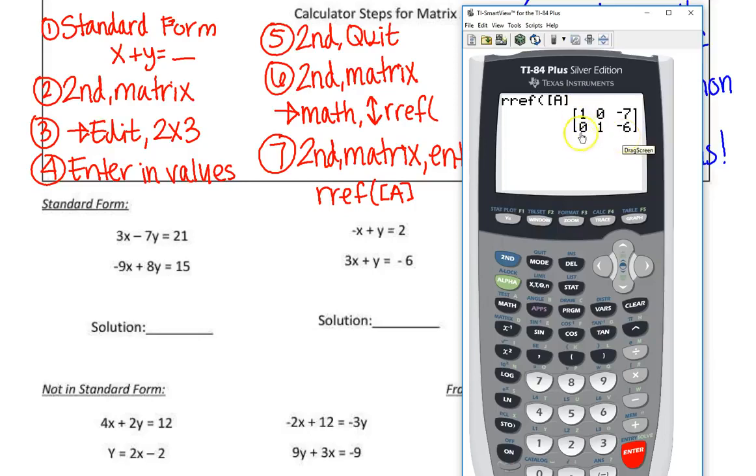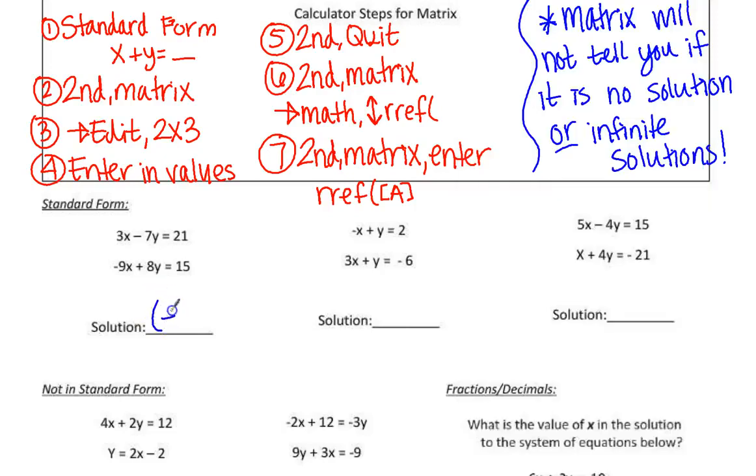However, if that's confusing, just ignore the zeros and ones. This right here is my answer, x comma y, kind of like alphabetical order. So my solution is negative 7 comma negative 6. So when I go over here, negative 7, negative 6. And you don't have to do graphing or substitution or elimination. You can just do it straight with the matrix and the calculator.